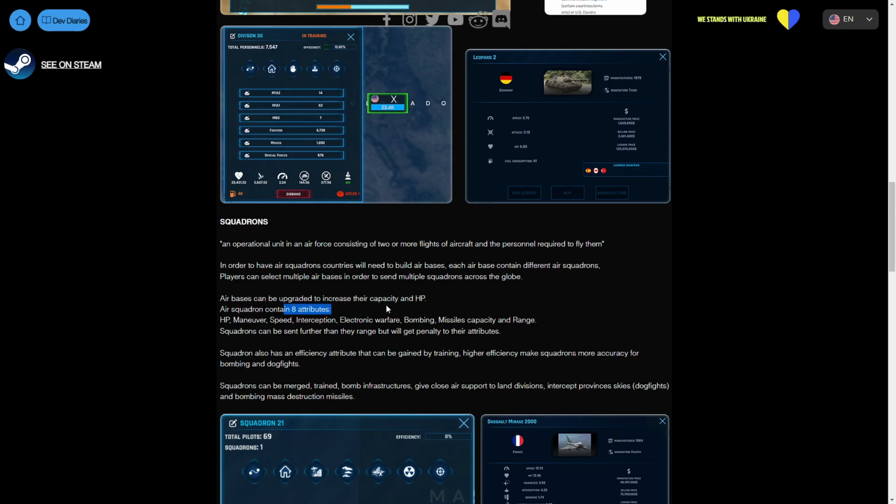Air squadrons contain 8 attributes: HP, maneuver, speed, interception, electronic warfare, bombing, missile capacity, and range. And then we also see that squadrons can be sent further than their range, but they will get a penalty to their attributes. Squadrons also have the efficiency attribute, which can be gained by training. Higher efficiency squadrons are more accurate for bombing and dogfights.